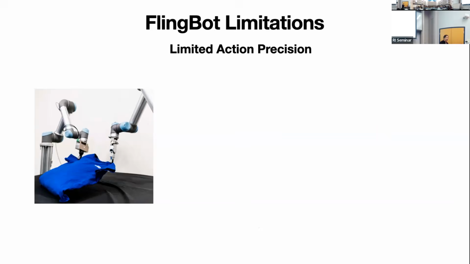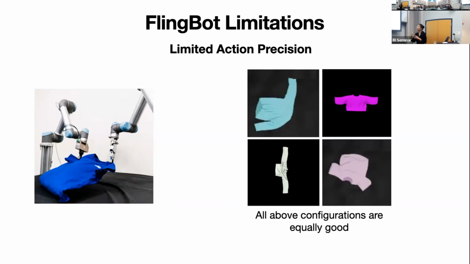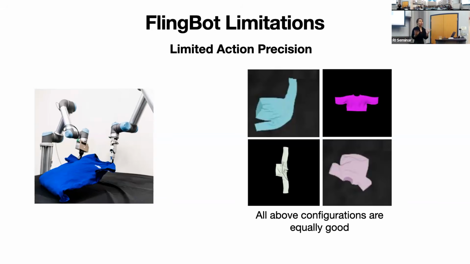One particular limitation I really want to highlight is the system's limited action precision. If you still remember, when we train the system, all we care about is the overall coverage of the cloth. That's the reward that we train on. As a result, the system cannot really distinguish between different end configurations of the cloth. All these examples I'm showing here will be considered equally good by the system. And the system does not have control of how to achieve a particular goal configuration within this set.